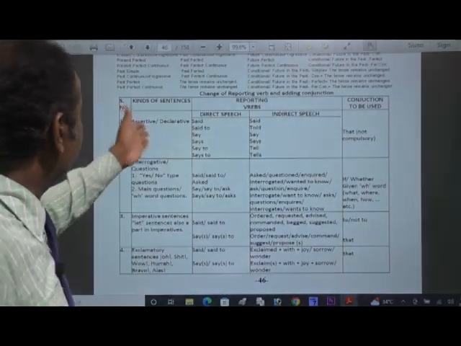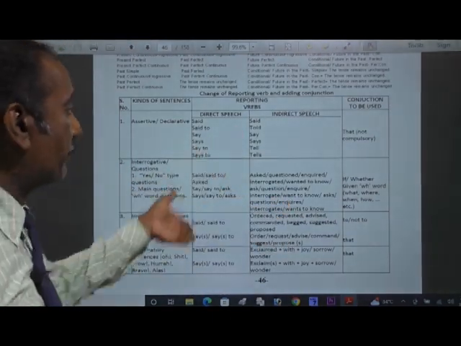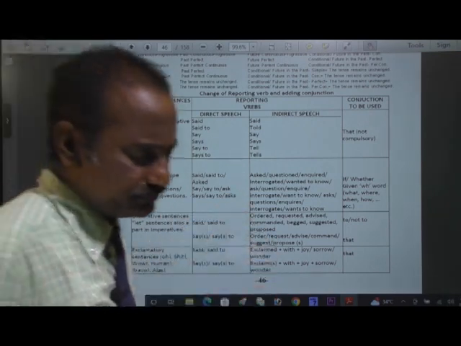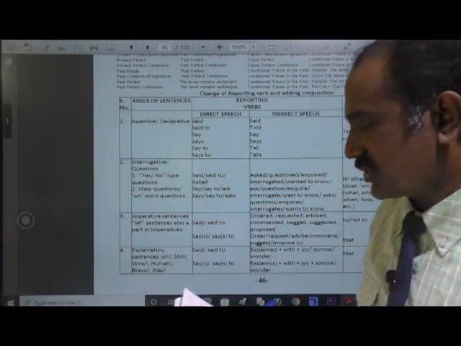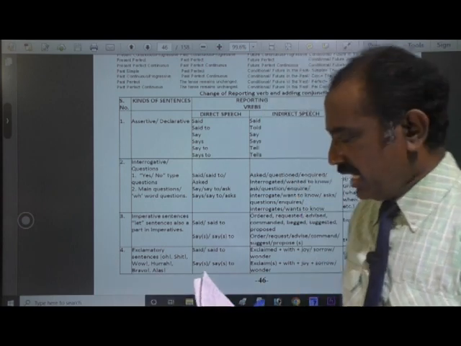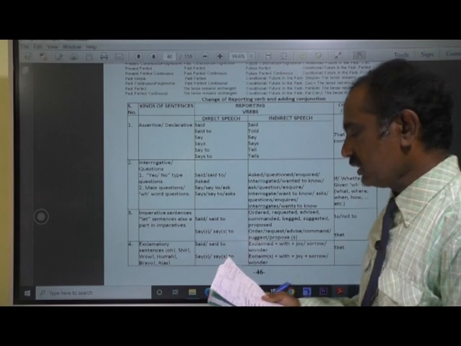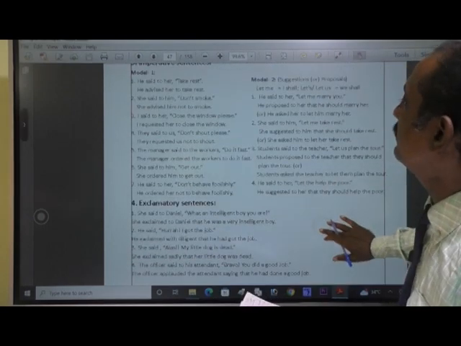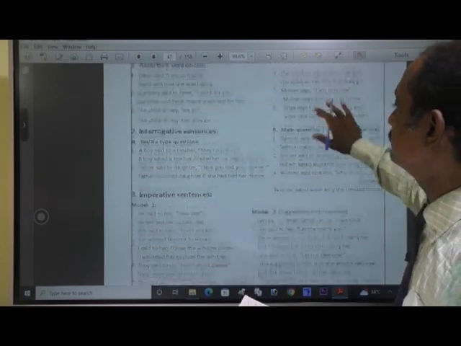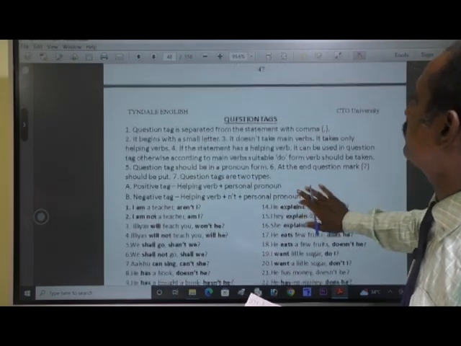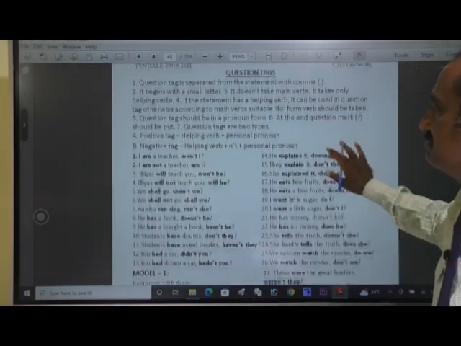Okay, next, these are the changes of reporting verb part and prepositions, etc. And next, after tenses and reporting speech, as the 6th point, question tags are taught. What are question tags? How do I teach them? Okay, learn properly. So these are all question tags, very easy, but very important.